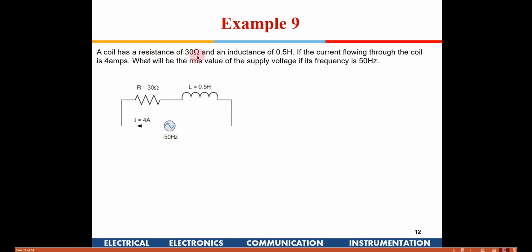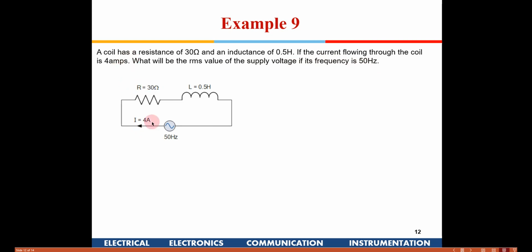Now a coil has a resistance. Here you have a series R and L. So you have 30 ohms resistance and 0.5 Henry inductance. If the current flowing through the coil is 4 amperes, what will be the R.M.S value of the supply voltage? Frequency is given as 50 hertz.